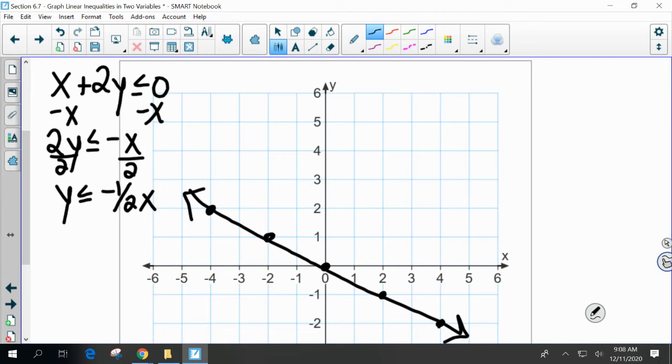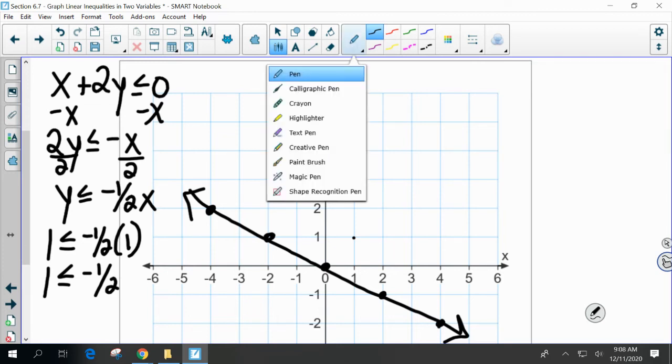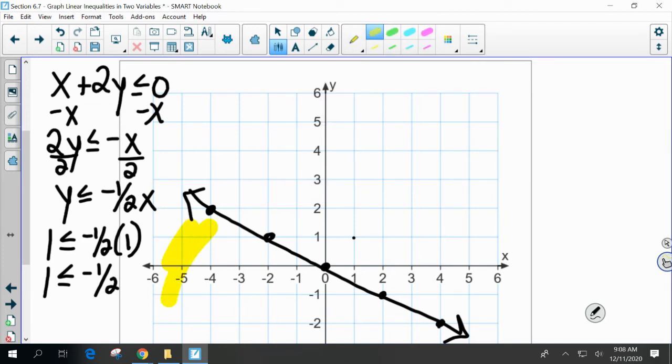Okay, so now I need to test it. I can't use 0, 0 this time because our graph goes through 0, 0, but I can use 1, 1. You can either plug it into the second inequality or the original. It doesn't really matter. So 1 is less than or equal to negative 1/2 times 1. So that would be 1 is less than or equal to negative 1/2. Is that true? That is not true. So I need to shade not the side with 1, 1. I need to shade the other side of the graph. So I need to shade this part of the graph.